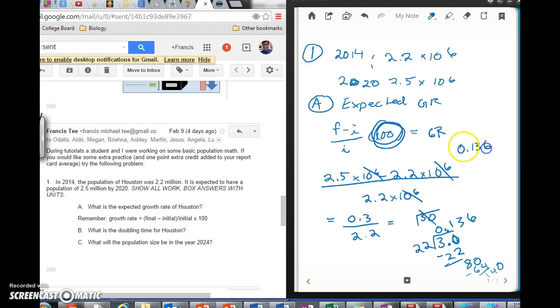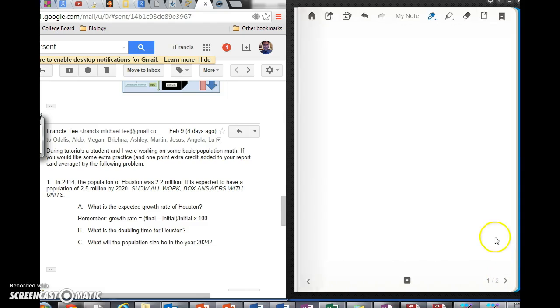0.136 times 100 is equal to 13.6%. That is our expected growth rate through that 6-year time span. Okay, so that's A. If you guys want, you could rewind it, go over it a couple times, but I'm going to go on to B.